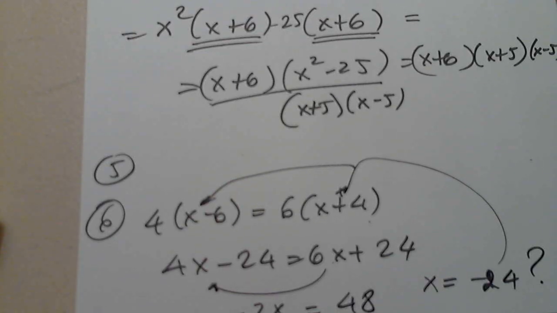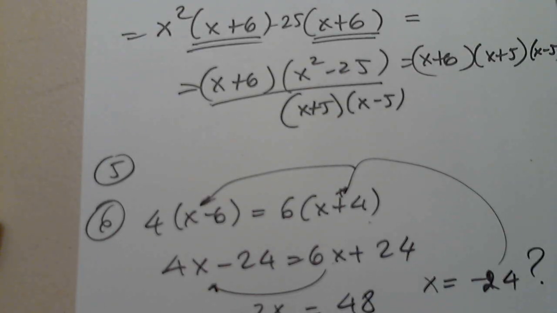How do I check? I go back to the calculator. I have 4 parentheses, negative 24 minus 6 and close. So the left-hand side is this, and the right-hand side is 6 parentheses, negative 24 plus 4. And when I click enter, if I don't get negative 120, it means that negative 24 is wrong, and I will not enter it.